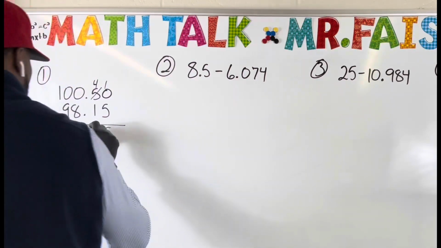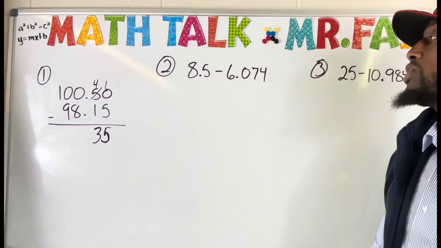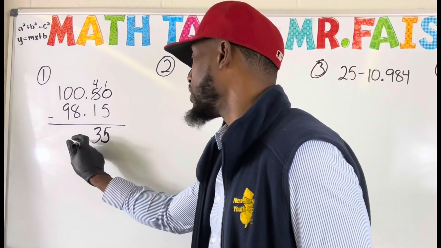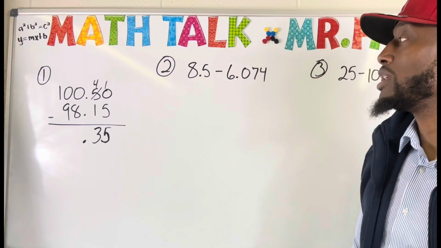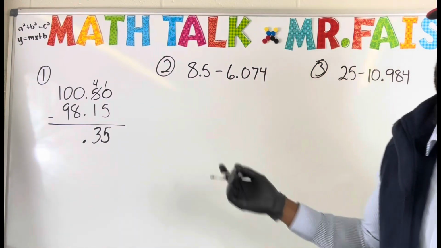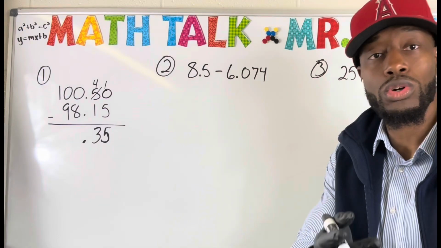We still bring this decimal down. All right, we bring that decimal down. Now, the thing is, right, we could just say 100 minus 98 is 2. We know that, right? But we need to work on our borrowing skills.